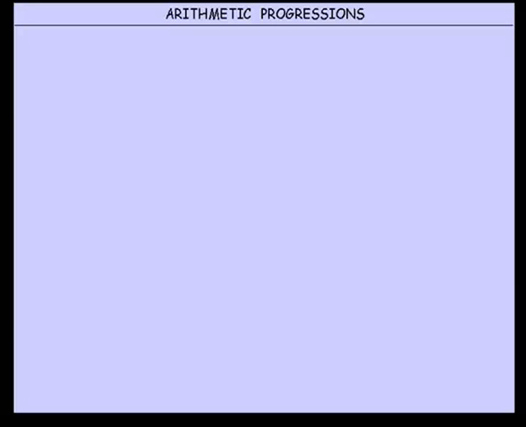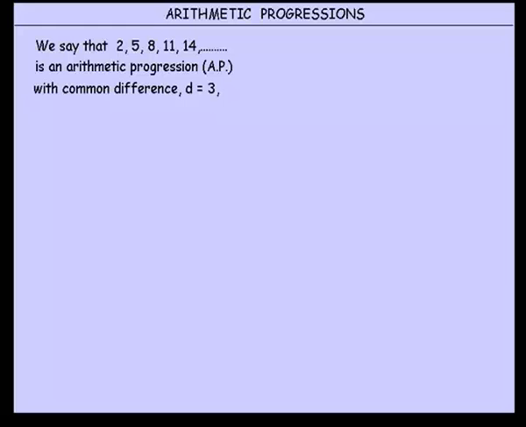We're now looking at what's known as arithmetic progressions. Now we can say that 2, 5, 8, 11, 14 is an example of an arithmetic progression, AP for short, with a common difference d equals 3 and the first term a equals 2. And some notation on this.